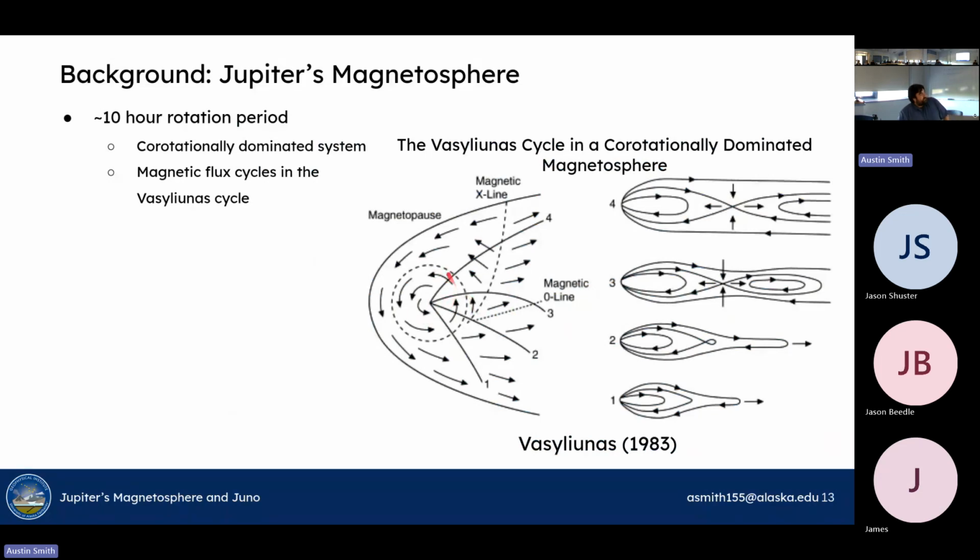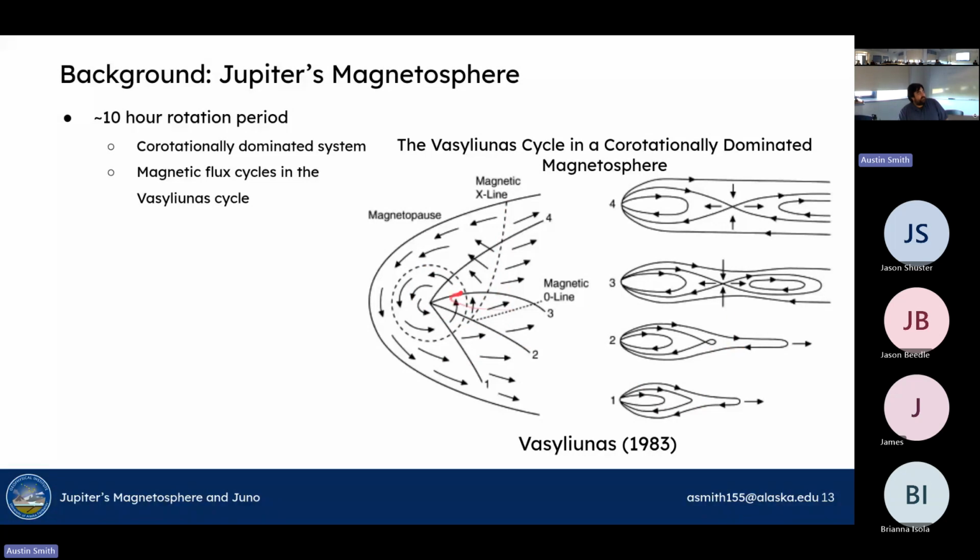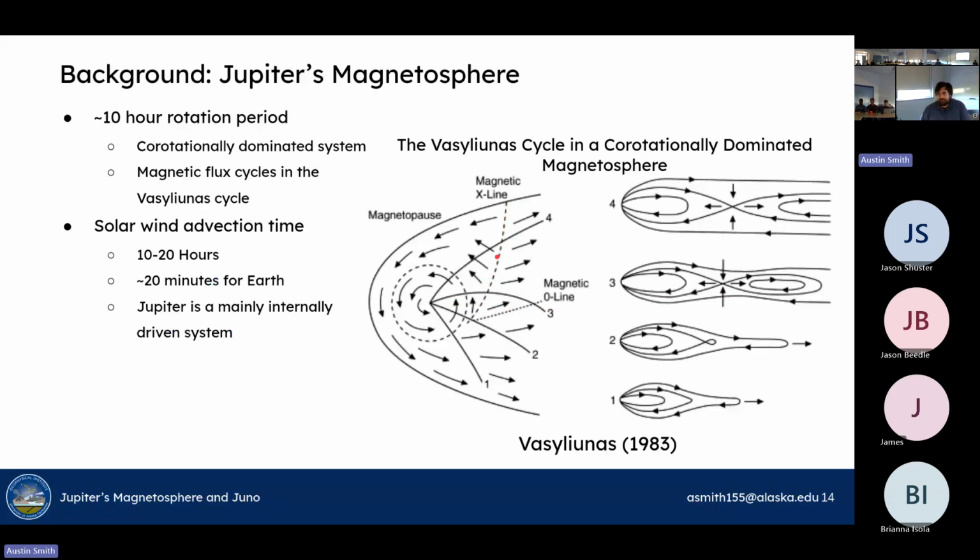It's mainly co-rotationally dominated, but because of that, the X-line shifts over here to the dawn side in this cartoon diagram. And you can see how the magnetodisk structure gradually stretches and stretches until plasmoids break off here on the dawn flank. The solar wind advection time is also different at Jupiter. The solar wind speed is about the same on average, but because Jupiter's magnetosphere is larger, it takes about 10 to 20 hours for a piece of the solar wind to advect over the main part of the magnetosphere. At Earth, it changes based on your solar wind speed, but it's about 20 minutes.